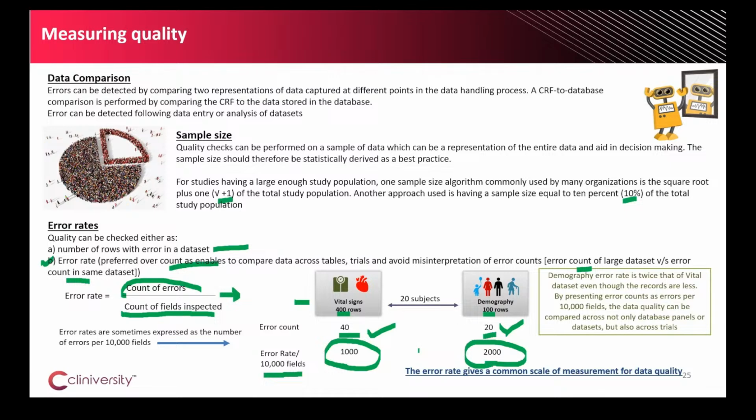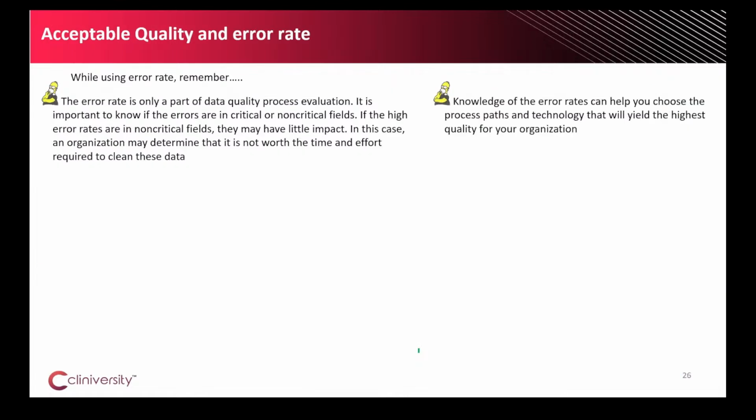Okay, so using the error rate is a common scale of measurement for data quality, for acceptable quality. While using the error rate, remember that it is just a part of the data quality process. It is important to know if the errors are critical or not, and if they have occurred on a critical or non-critical field. So this is a very, very important line here.